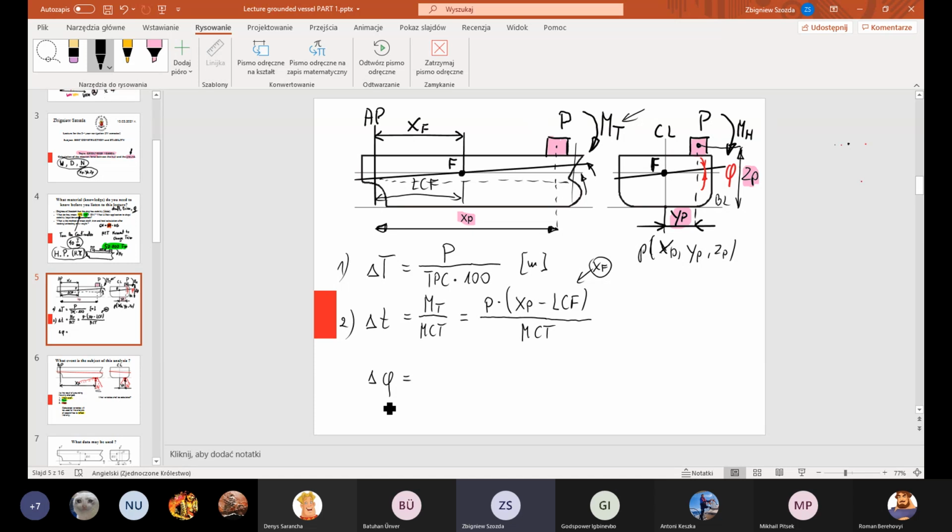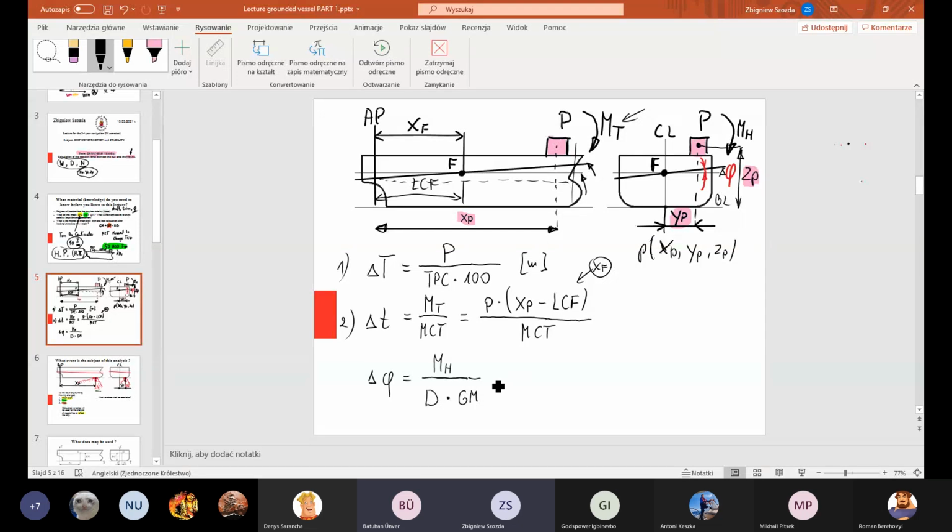And the third one, change of the angle of heel. Who will propose the approach, method, formula, calculation of the angle of heel? Here, delta phi, yeah, caused by a healing moment. Usually we calculate in what way? Healing moment divided by displacement and multiplied by GM. By GM. Okay.